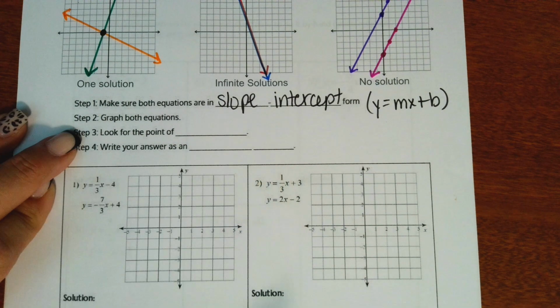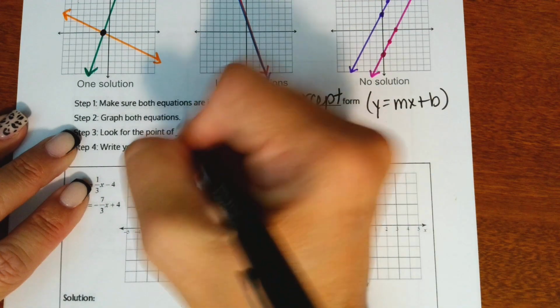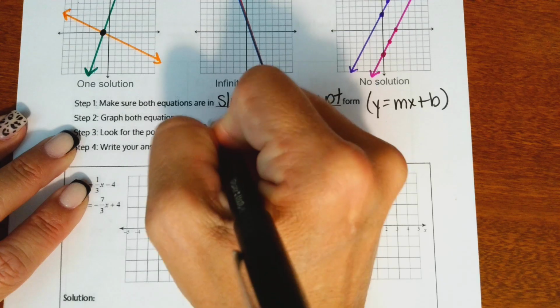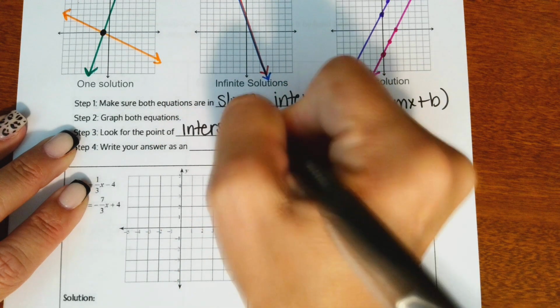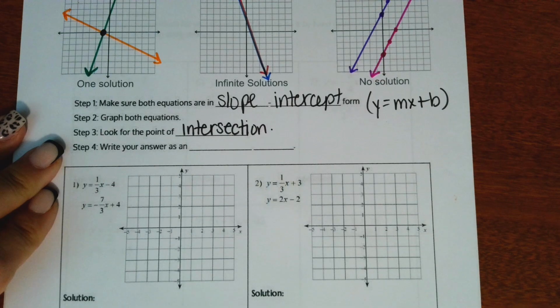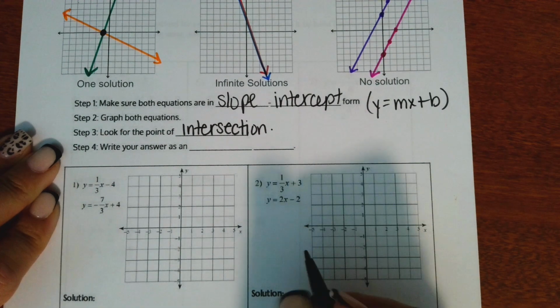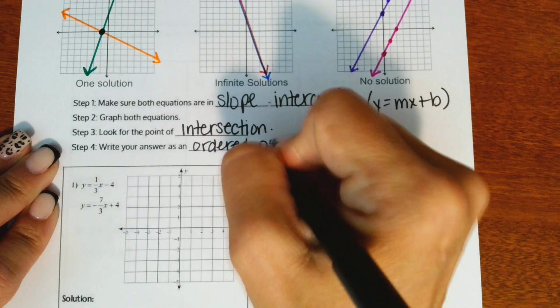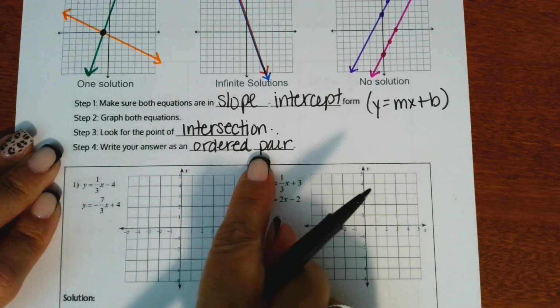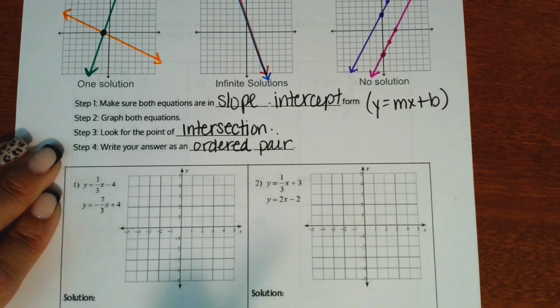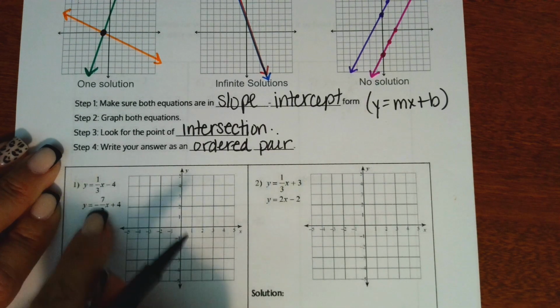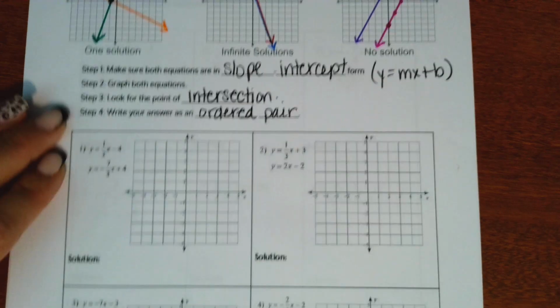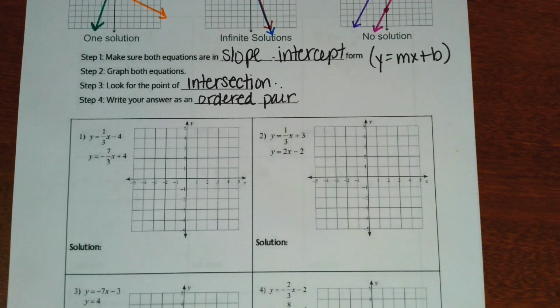You're then going to graph both equations, and you're going to look for the point of intersection. Okay? Once you find the point of intersection, write your answer as an ordered pair. You have to write the whole coordinate. We're not solving for x. We are finding a coordinate that both lines have in common. Okay? All right, so let's begin with our first example.